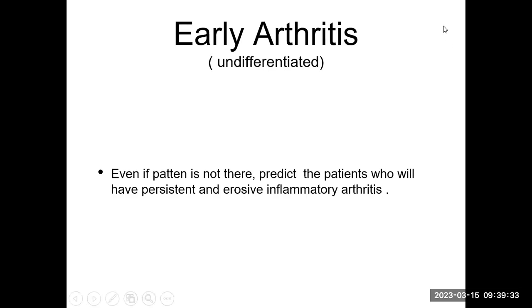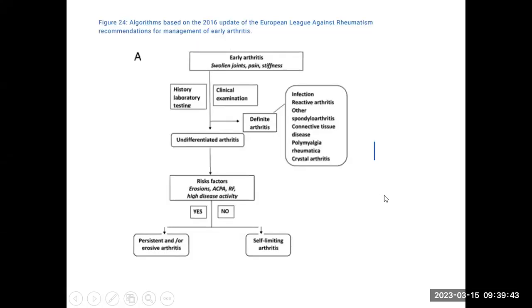Yeah. So in early undifferentiated arthritis, what we do is, even if the pattern is not there, we predict the patients who will have persistent and erosive inflammatory arthritis in future. So again, I don't know if it is very clear. This is the EULAR algorithm. EULAR is the European League Against Rheumatism.